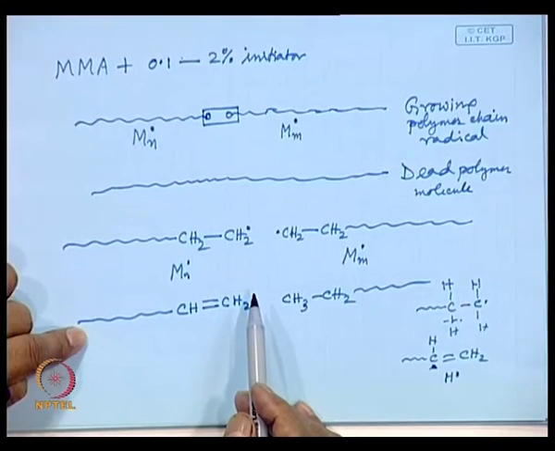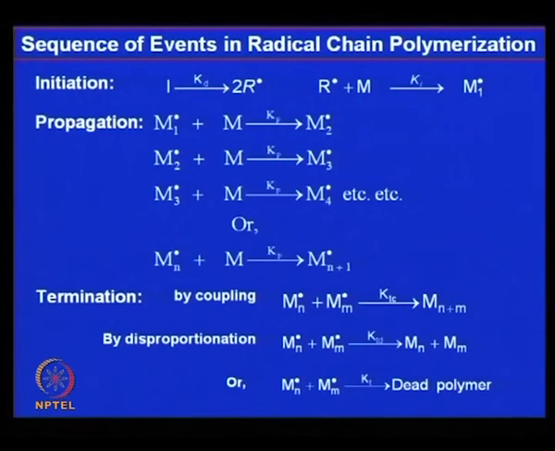So, there are three steps in this addition chain polymerization: initiation, propagation and termination. Thank you very much.